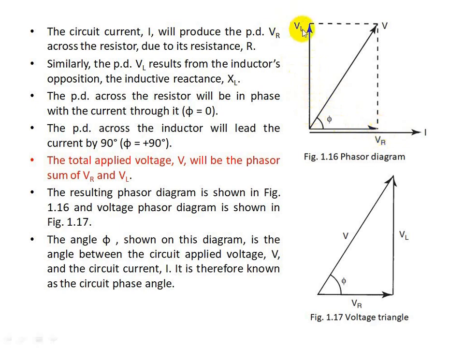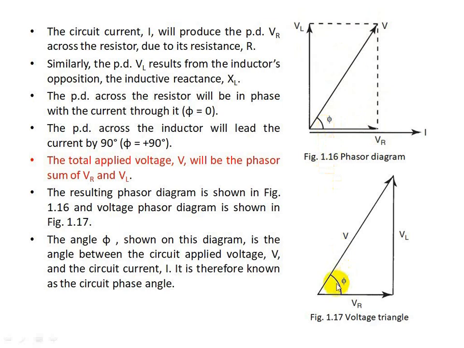So the vector addition of this real component and imaginary component, that is the horizontal component and vertical component, the resultant vector is V, the supply voltage. Therefore we can write V as VR plus j into VL. The phase angle between voltage and supply current we call phi. Phi is the phase angle, whereas cos phi is called the power factor.